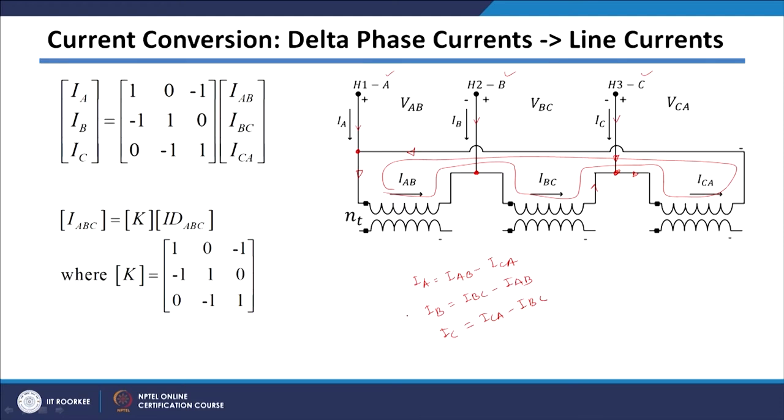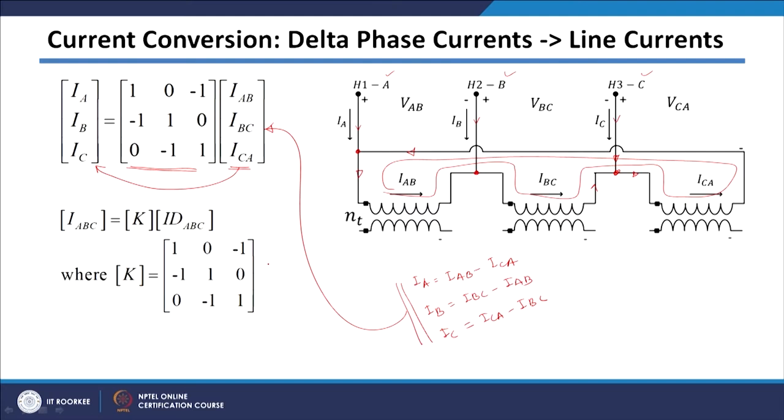If you put these 3 equations into matrix form, I will get this equation here, and if you observe this equation, it converts your delta currents, which are represented here, into the line currents. I am calling this matrix K, which converts your delta phase currents to the line currents. So, this is the conversion from delta phase current to line current.